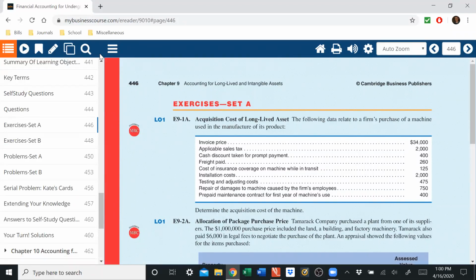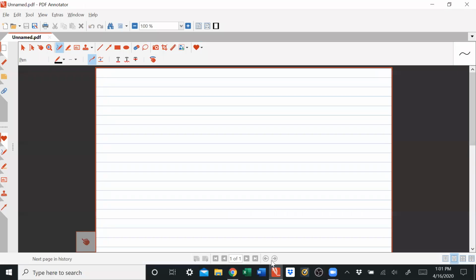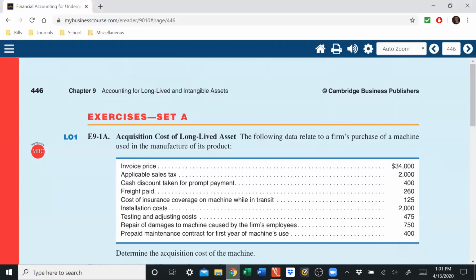So the first one is, let me get rid of this. Let's do this exercise here, exercise 9.1a. And of course, the solutions will be uploaded to Blackboard.